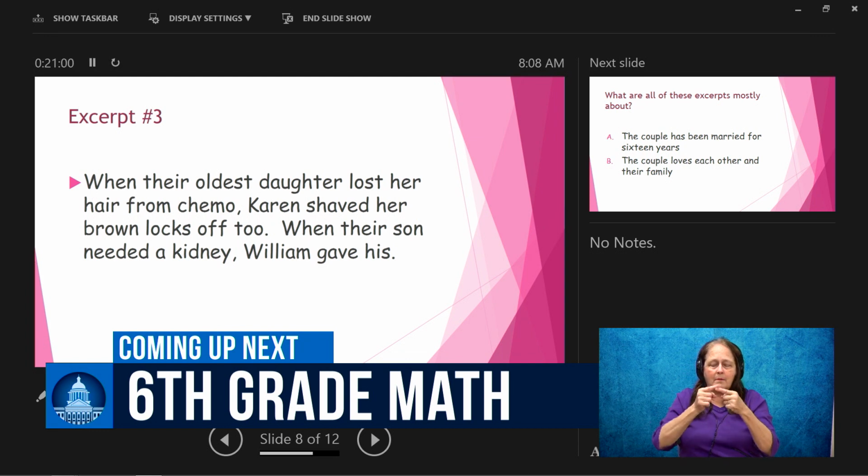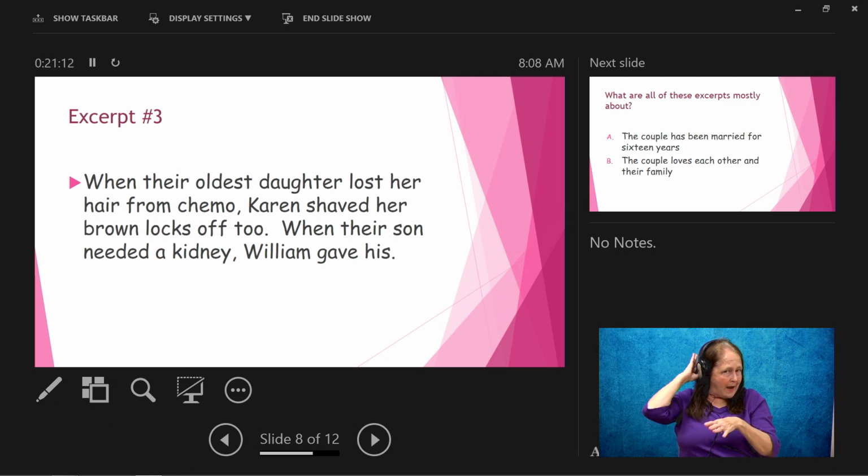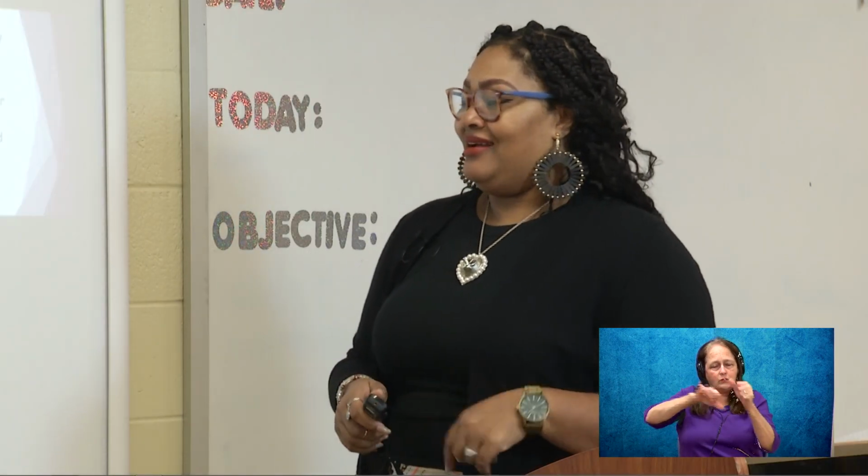Well, is it that the couple's daughter had cancer? Or is it that the family likes to help each other? Let's think about it for a second. The oldest daughter lost her hair to chemo. Karen shaved her hair too. Son needed a kidney. Dad gave it. You are correct. The family helps each other. They're awesome. You did great.